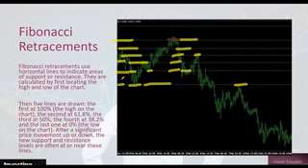So they are calculated first by locating the high and the low on the chart. So you have to locate the high and the low that you're looking for. Then 5 lines are drawn. The first at 100%, which is the high on the chart. The second is a 61.8. The third is at 50, and the fourth is at 38.2, and the last one is at 0.